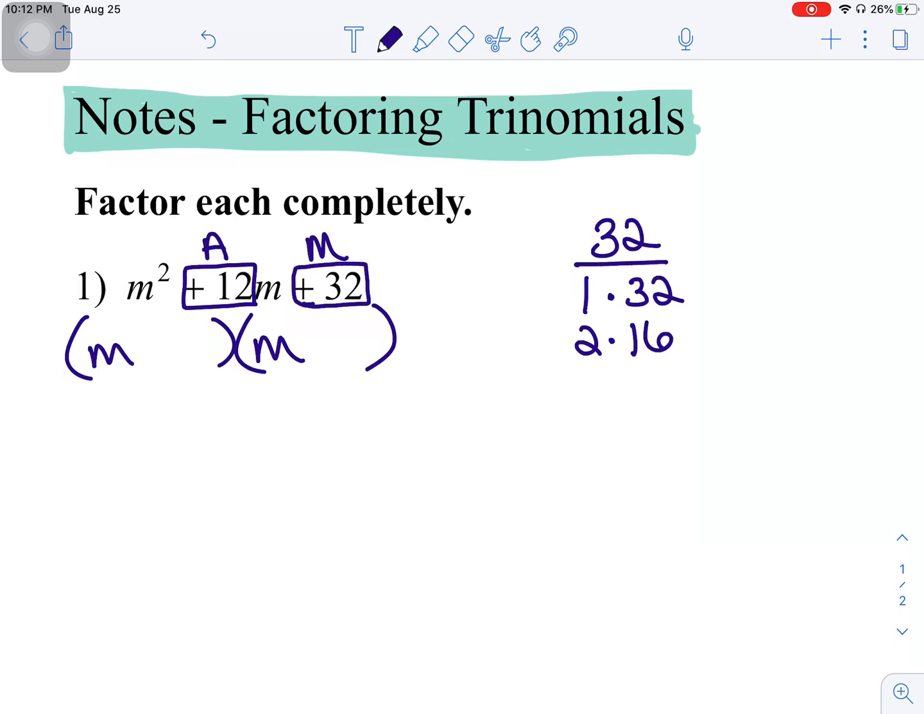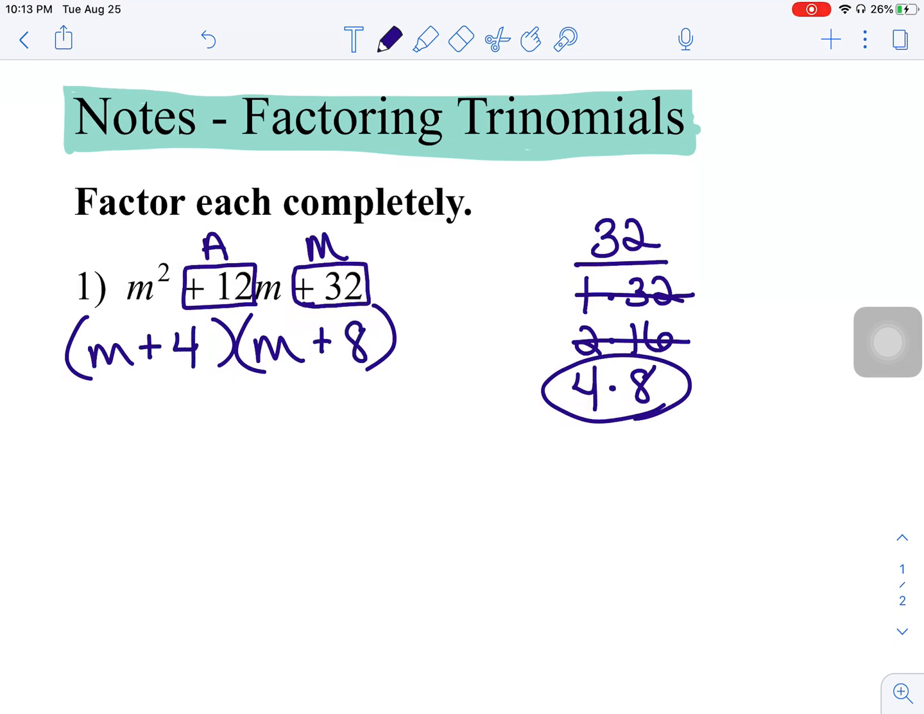3 does not go into 32. 4 times 8. 5 doesn't go into 32. 6 doesn't go into 32. 7 doesn't go into 32. And because 8's already on my list, I've got all of my factor pairs. Now that I know what multiplies to 32, I want to look at each one of these factor pairs and see if they could possibly add up to be 12. There is no way that 1 times 32 is going to add up to 12. 2 and 16 are not going to make 12 either, but 4 and 8 will. So I get a positive 4 here and a positive 8 here.